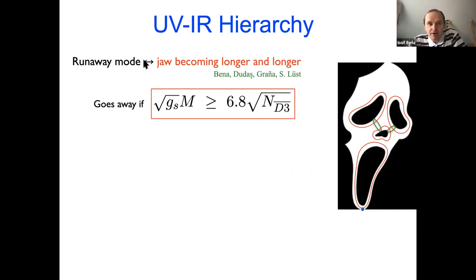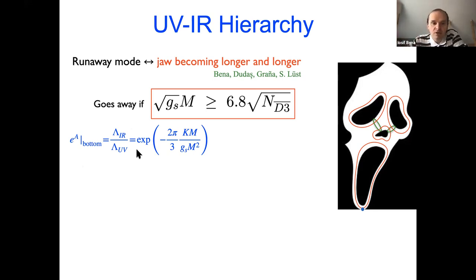And basically, again, we found this runaway mode, unless M is much, much bigger than this construction. There's a runaway mode which corresponds to the jaw becoming longer and longer. However, the jaw already has to be long because in Klebanov-Strassler, when you do flux quantization and you put antibranes, you need to have a large UV-IR hierarchy. And that's because there's a warp factor at the bottom given by this hierarchy. This warp factor needs to be small because otherwise the anti-D3-brane uplift is going to completely screw up the tuning of the cosmological constant and so on and so forth.